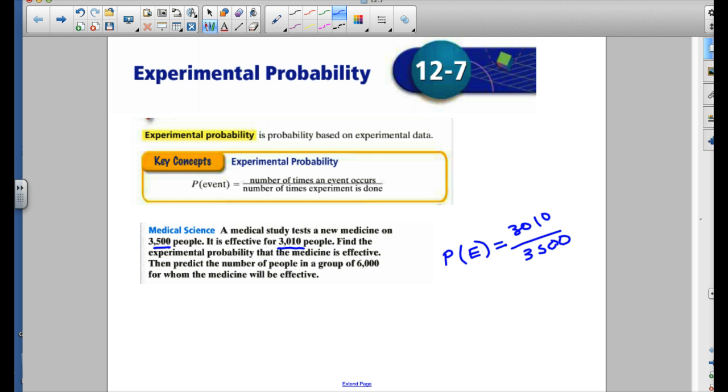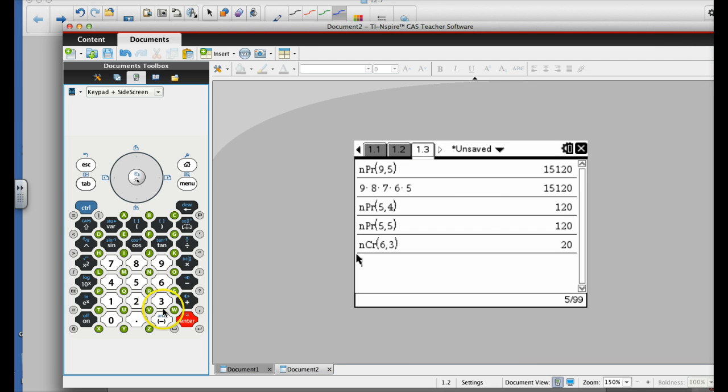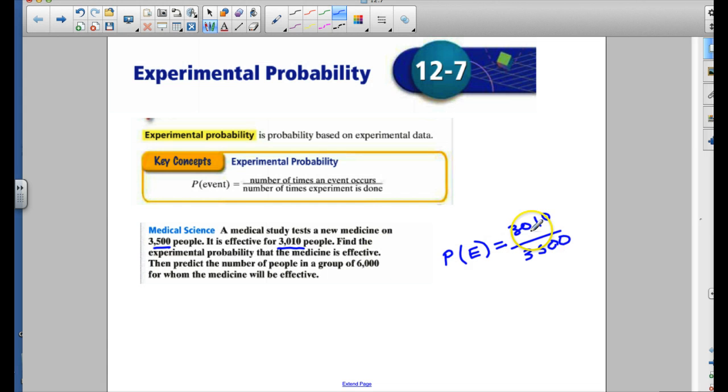Now if we divide that out, I'll get my calculator to come up. We're going to take 3,110 divided by 3,500. Enter. I get 43 out of 50, or 0.86. So it's effective for 86% of the people.